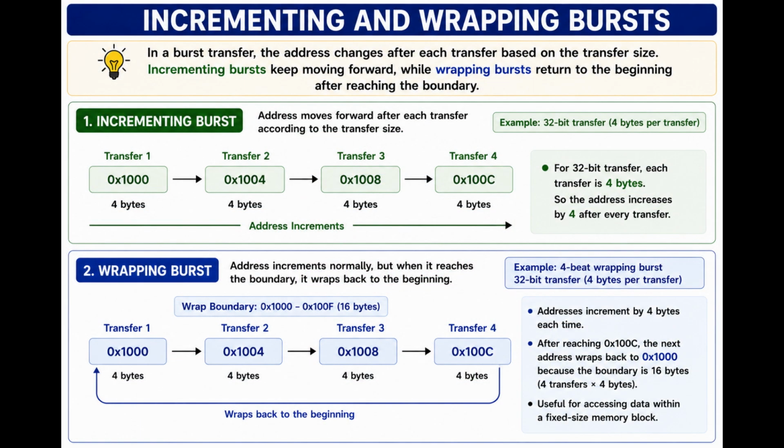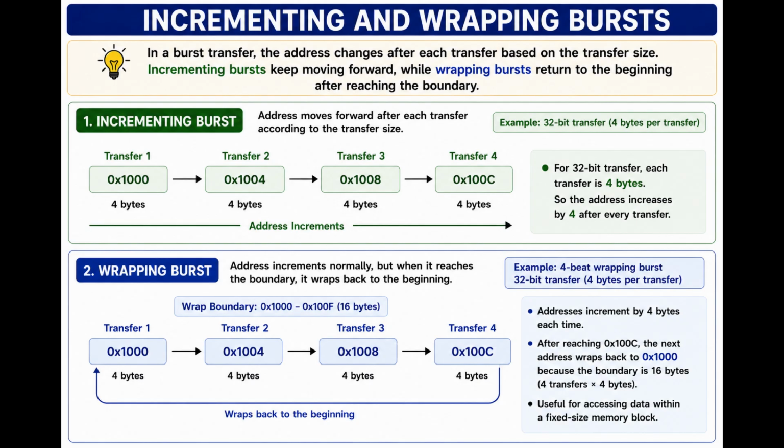Now let's see how the address changes during a burst transfer. In an incrementing burst, the address moves forward after each transfer according to the transfer size. For example, with a 32-bit transfer, each transfer is 4 bytes. So the address moves like this: 1000, then 1004, then 1008, and then 100C.